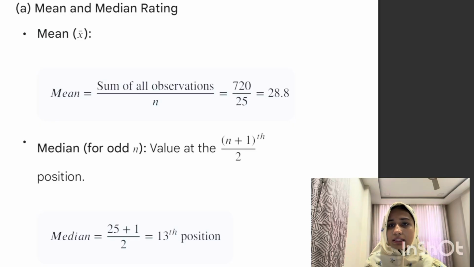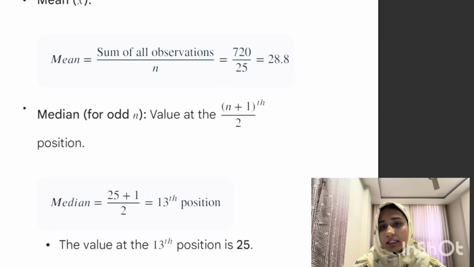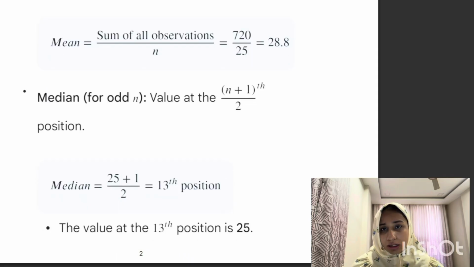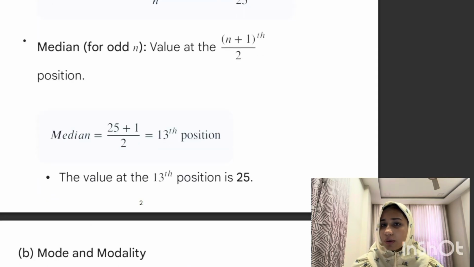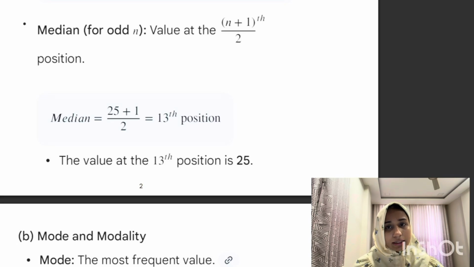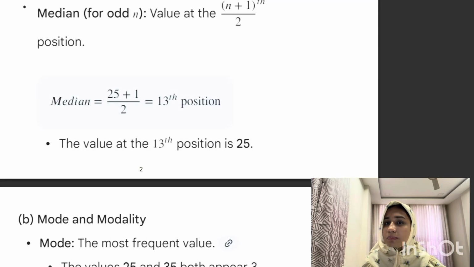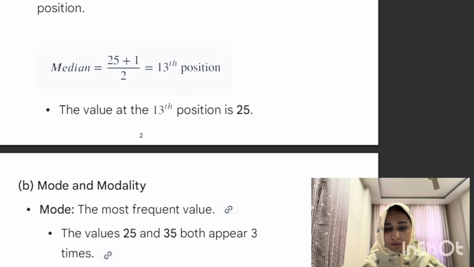Mean is the sum of all observations divided by the number of observations. The sum of observations is 720 and the number of observations is 25, which gives 28.8. The median is the value at the (n plus 1) divided by 2 position, for an odd number. We have 25, which is odd, so we use this formula. 25 plus 1 divided by 2 is 13, so the median is 25.